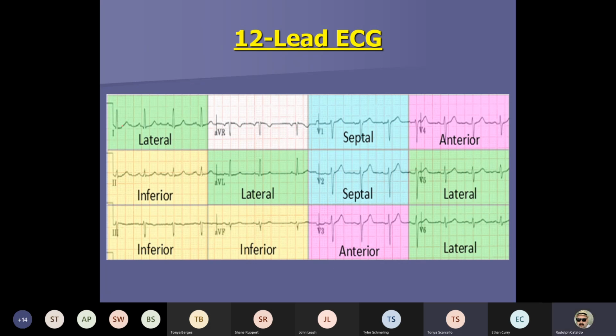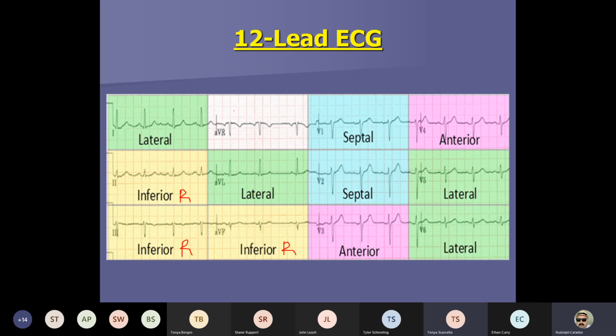So, starting with lead 1. It looks at the lateral portion of your heart. Lead 2 looks at inferior. When we say inferior, I want you to imagine right side. So for all these inferior ones, I'm going to put an R next to them for right side. Lead 3 is also inferior.